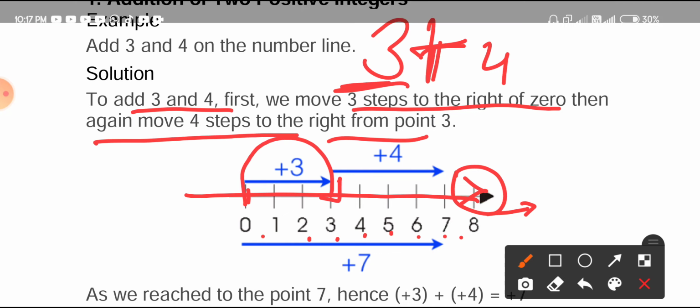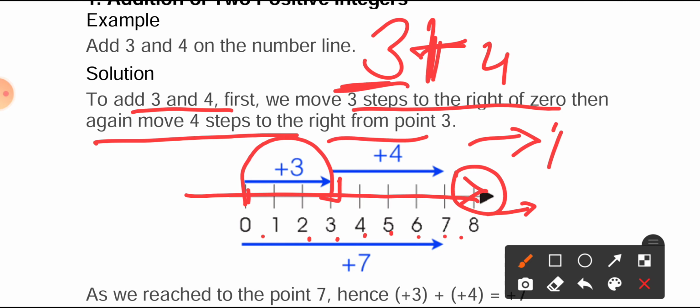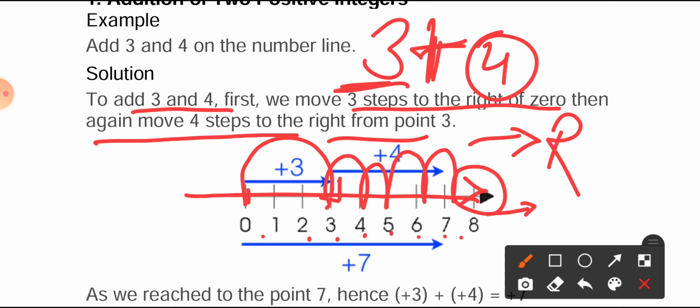Now you have to add. Add means on the right hand side you have to move. How many times? 4 is given. It means you have to move 4 times. 1, 2, 3, 4. So the answer is 7. Without the number line also you can find that if we add 3 plus 4, your answer will be 7 only.